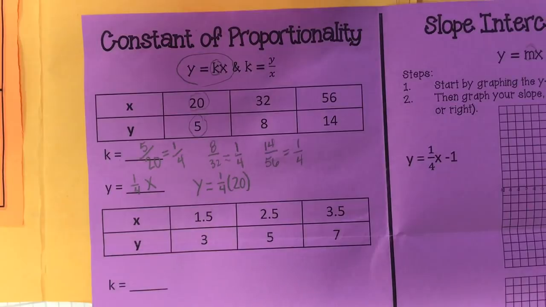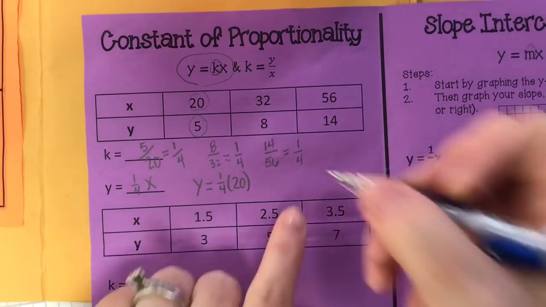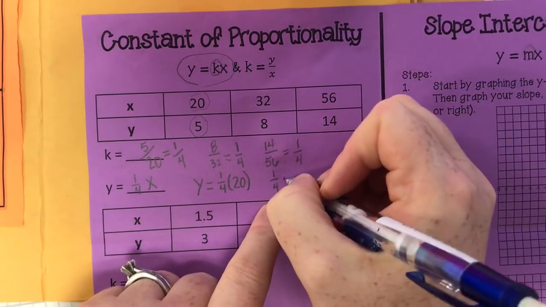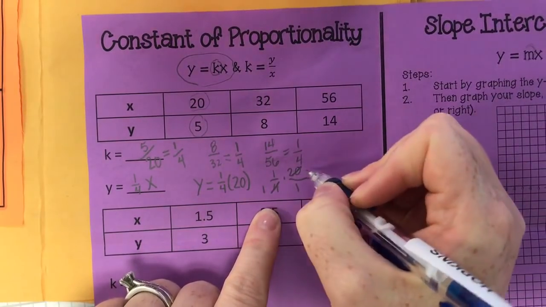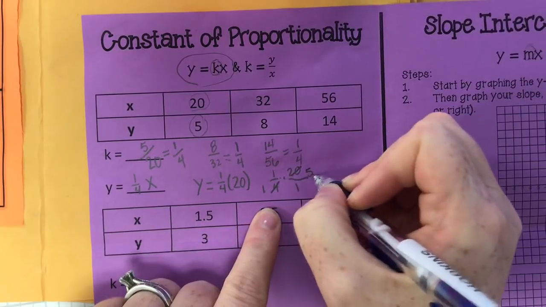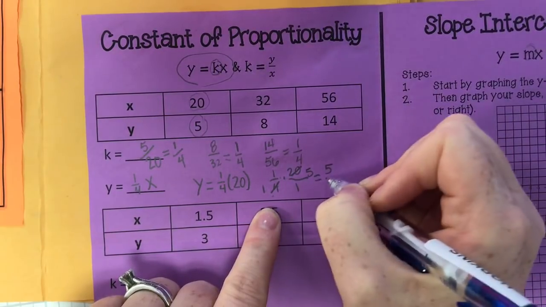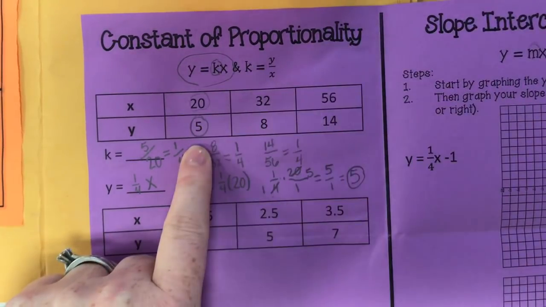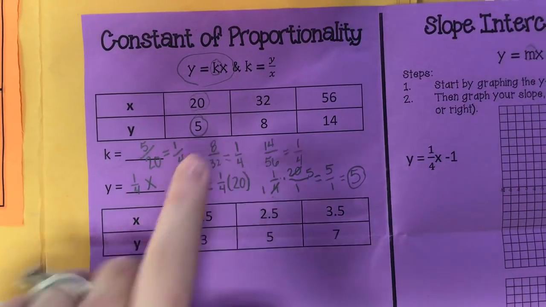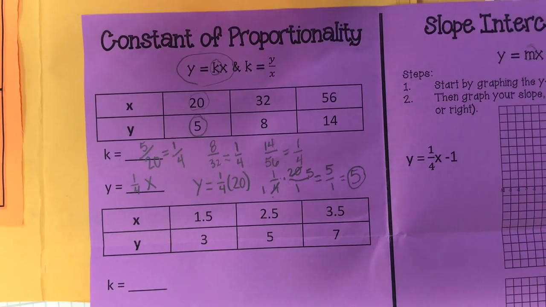What's 1/4 of 20? Well, if I do my math, 1/4 times 20 over 1, I can cross simplify. 1 times 5, 1 times 1. I get my 5. Do you understand? So if I plug in x to the equation, I should get my y. Do you see where I'm going with that?